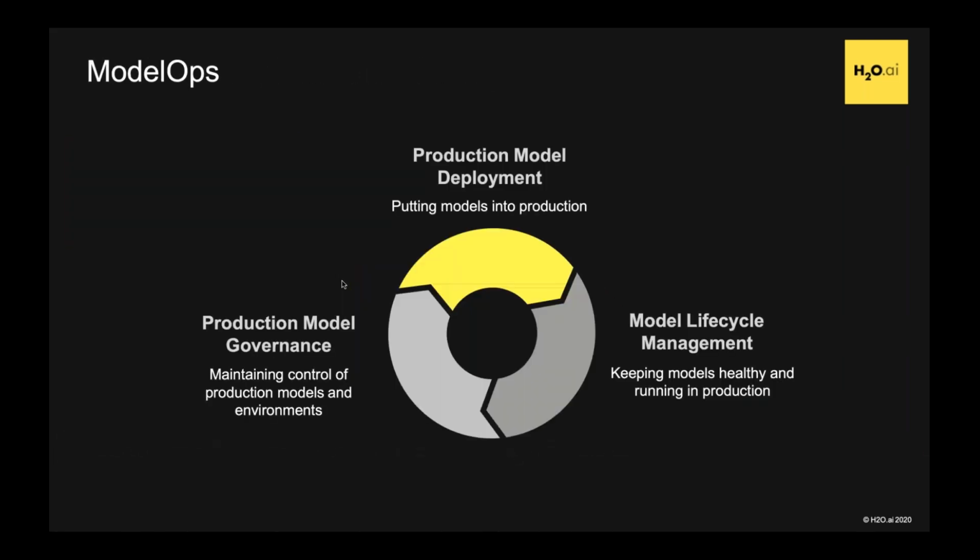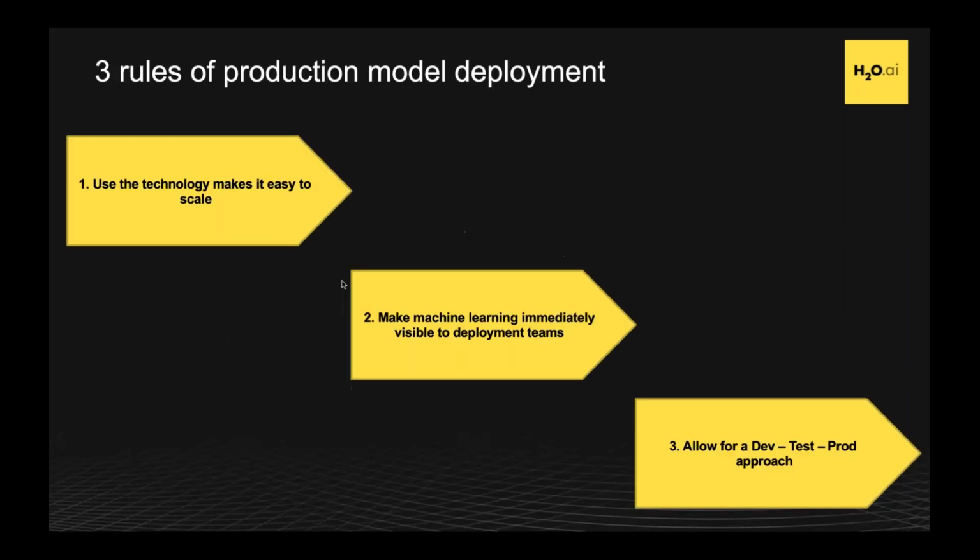So the first one, which is model deployment itself, consists of three basic rules. One is using the right technology to scale as required. One such technology is Kubernetes, which has inbuilt features to scale up and down as required based on the number of users for which the model is going to be served, and so on.